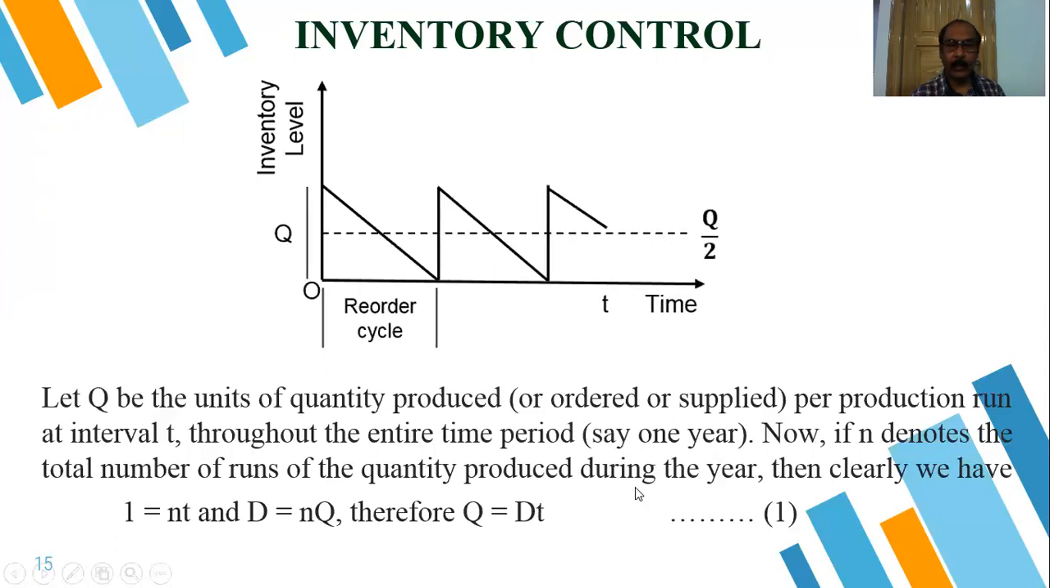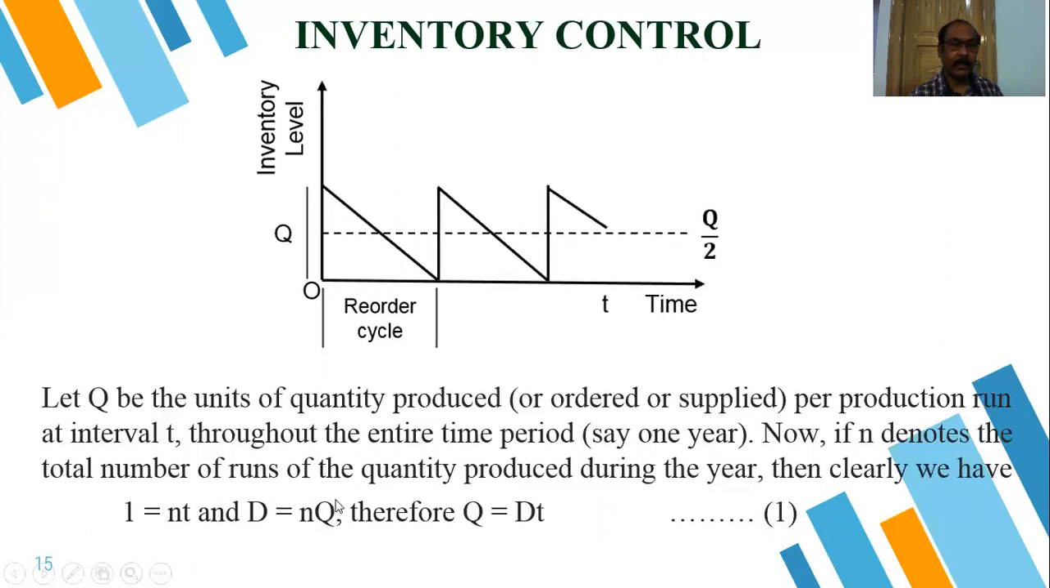Of the quantity produced during the year, clearly we have 1, which means 1 year, equal to N into T. This is the time cycle T, and how many cycles are there? N cycles. So N into T equals 1 year. And D is equal to NQ. This is per production cycle; we are using N cycles, so how much? NQ. That is our D, the demand for the year.